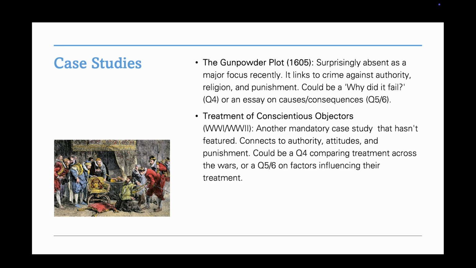Next is the treatment of conscientious objectors during the First and Second World Wars. This one hasn't featured yet, despite being a mandatory case study. It's a great link to themes of authority, attitudes, and punishment. You might get a question 4 comparing how they were treated in each war, or a question 5 or 6 exploring what influenced their treatment.